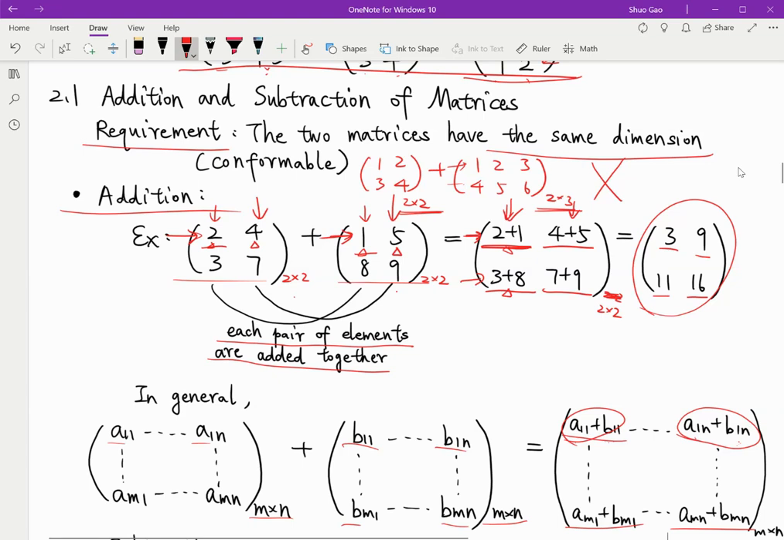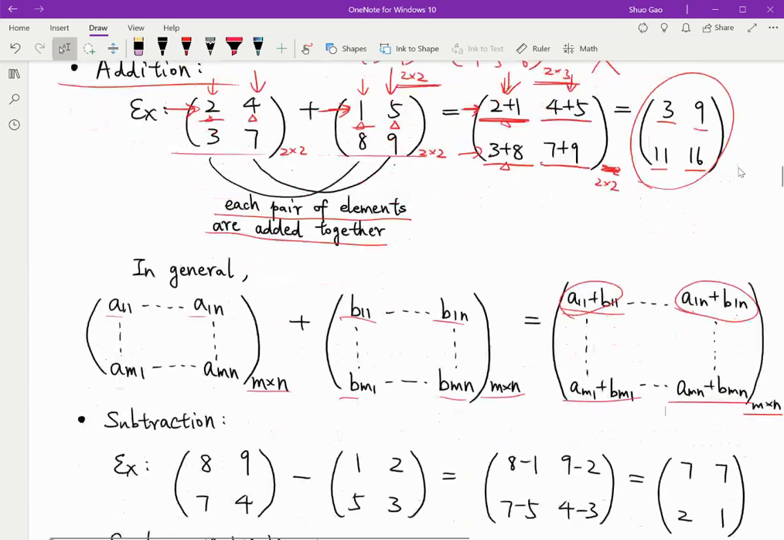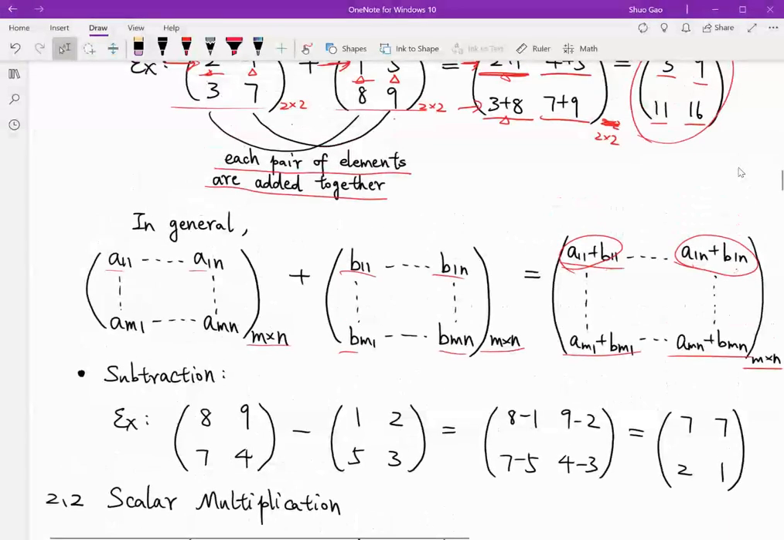So this is addition. And for subtraction, it's the same thing. The only difference is that we change the plus sign to the minus sign here. But everything else remains the same. So for example, [8, 9; 7, 4] minus [1, 2; 5, 3]. They have the same dimension, right? 2 by 2 matrices, so they can be subtracted. And the result should be, the first element here should be 8 minus 1, right?